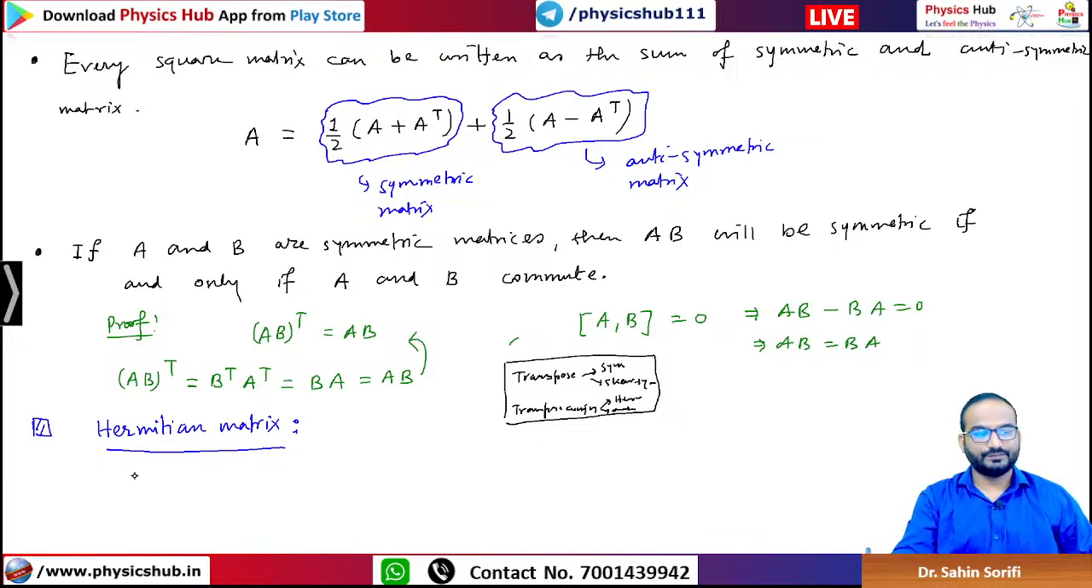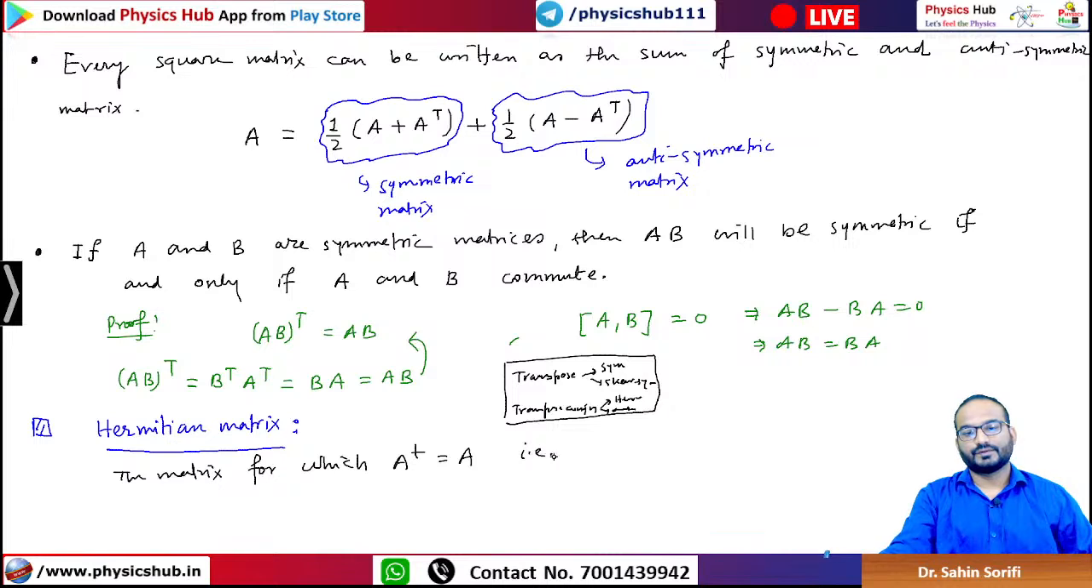So a Hermitian matrix will be a matrix for which A dagger equals A. In terms of the matrix elements, it is Aij equals Aji. Look, this was the case when we considered symmetric, but here it is conjugate, so the star will be there. So Aij equals Aji star.